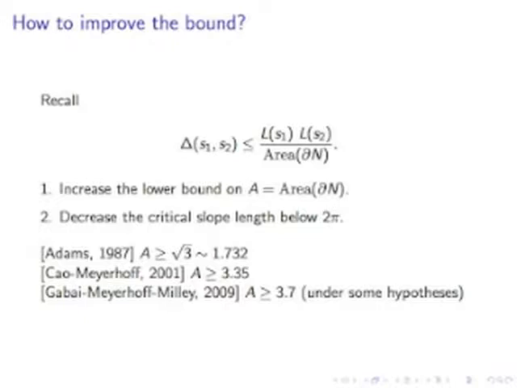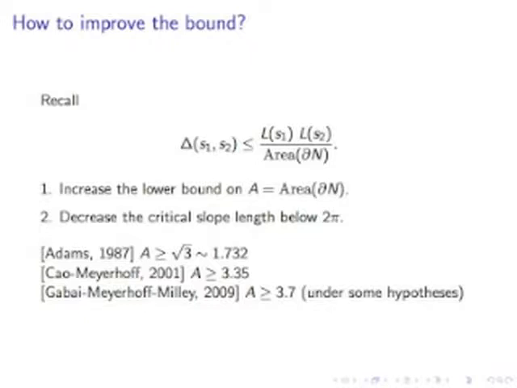Both of those would help, and we do both of those. So first of all, the known lower bounds on area have got better and better with time. Colin Adams proved that, improved by a factor of 2, the area was at least 1.73. Cao and Meyerhoff got that the area was at least 3.35. And I'm going to come back to their proof in a bit.